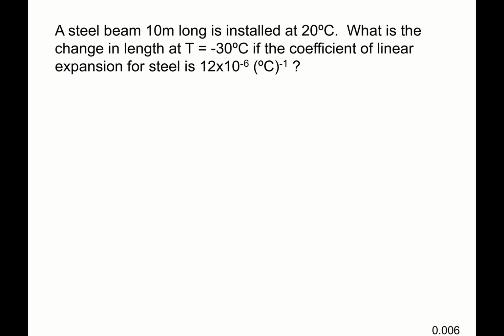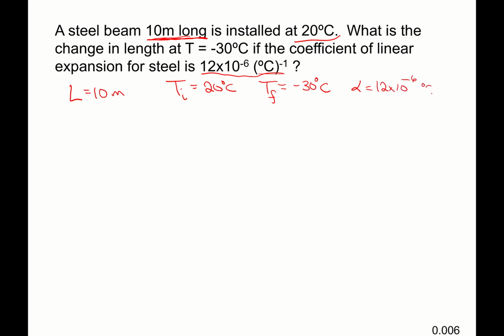All right, so what do we want to do? We're going to do the same thing, gather from the problem. The beam is 10 meters long, so that's my L. It's installed at 20 degrees C, so that's my starting temperature, let's call it T initial. We're going to go down to negative 30 degrees C, so that's going to be my T final. And the coefficient of linear expansion for steel is 12 times 10 to the minus 6, so that's my alpha, and it's per degree C.